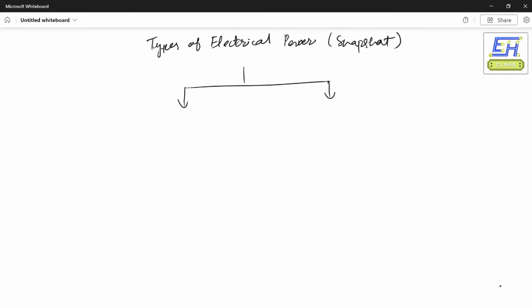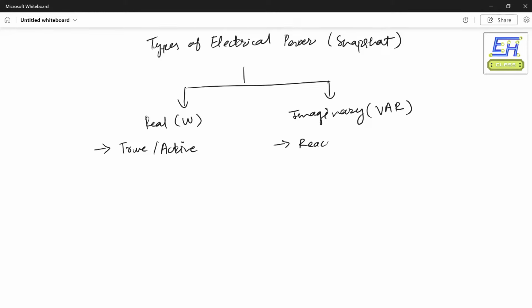First let's see the types of electrical power, and let's first have a snapshot. Everything in brief. There are basically two main kinds of electrical power. First, we have the real, that's measured in watts. The other one is imaginary, that's measured in volt ampere reactive, VAR. Alternative names for the real power are true or active power. In the case of imaginary, we also say reactive power.